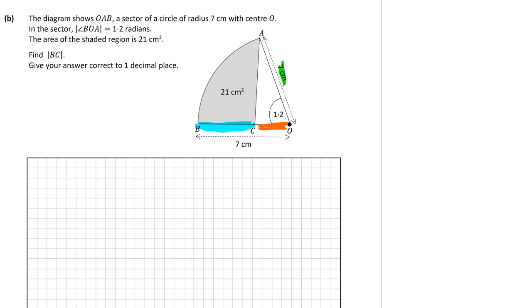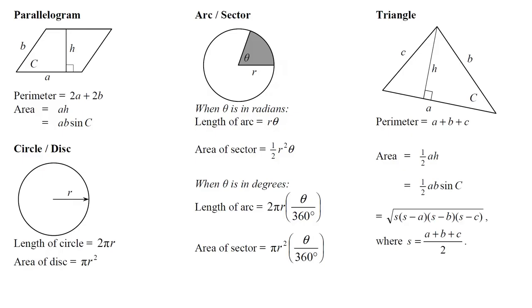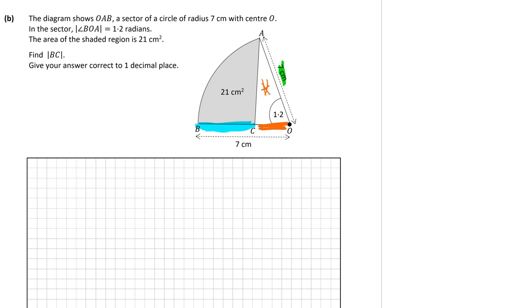Well, let's try and find some information about CO there. I'm told that the area of the shaded region is 21 centimeters squared. If I can work out the area of that triangle, then I should be able to find out what CO is. So we're going to go to our tables again, and we can see here that the area of a sector is 1/2 r squared theta, where theta is the angle here. So we're going to use that now.